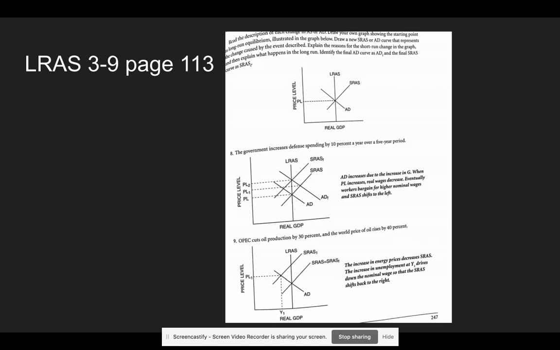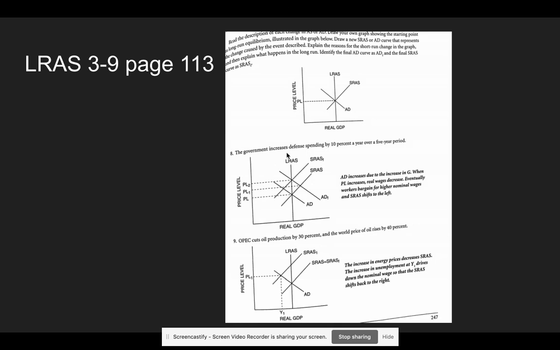Now we have this scenario here where they're telling us to read the description for each scenario and then draw your graph. So here's what they should look like. Feel free to pause and take a look at your work and make the corrections that you need to, and then unpause when you are ready for me to explain each one.